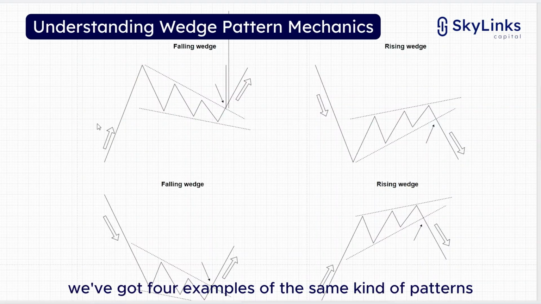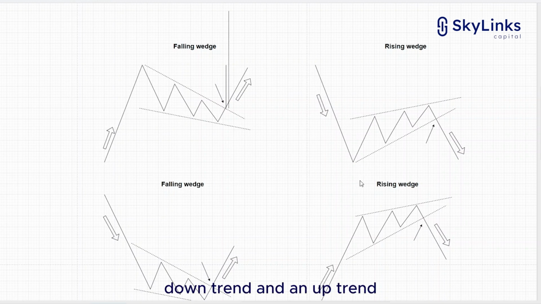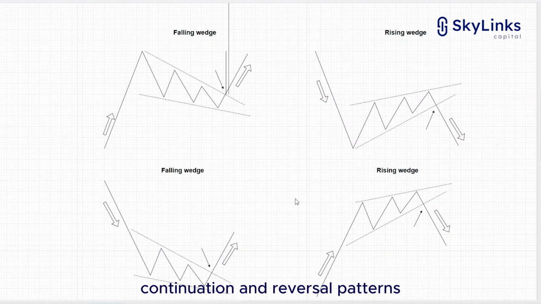Here we've got 4 examples of the same kind of patterns. You've got a falling wedge, which can be found both in an uptrend and a downtrend, and a rising wedge, which can also be found in a downtrend and an uptrend. These can be used as both continuation and reversal patterns.